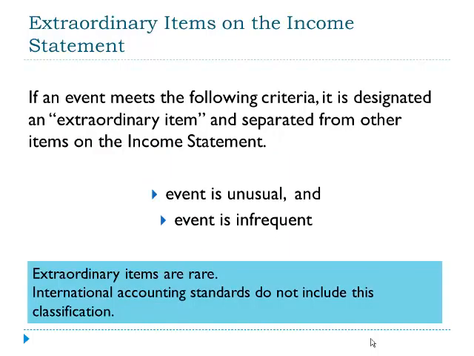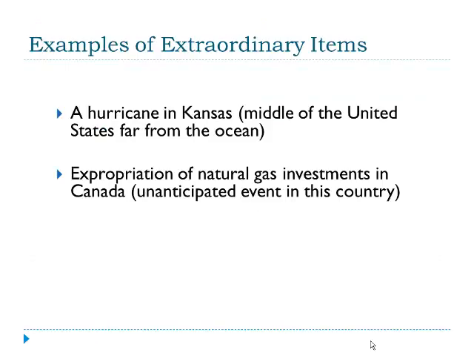Let's now discuss extraordinary items. If an event meets the following criteria, it is designated an extraordinary item and separated from other items on the income statement and reported after discontinued operations. An event must be both unusual and infrequent. In practice, extraordinary items are very rare. In fact, international accounting standards don't even include the classification of extraordinary.